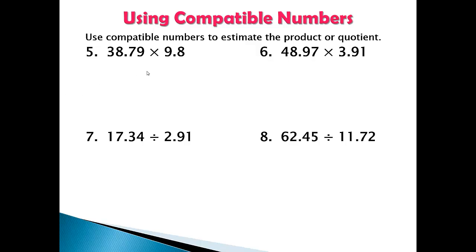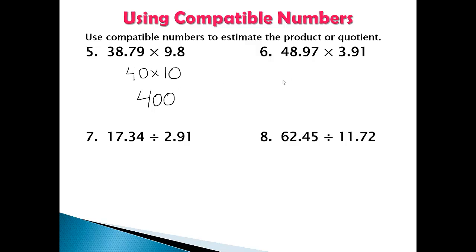So for this problem, the 9 8/10 is very close to 10. So now we need to look at 38 79/100. There's a couple of ways we could round this. Since we're multiplying by 10, we could just round this up to 39. We also could say that we would round this to 40, because we can do 40 times 10 easily, and 40 times 10 is 400. Notice that I didn't just round to the nearest whole number, I picked numbers that were easy to multiply.